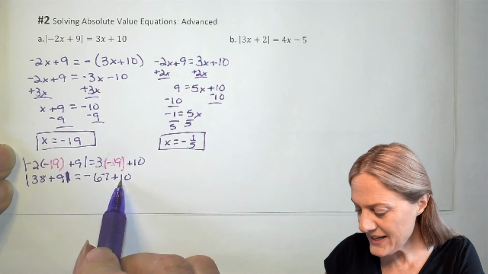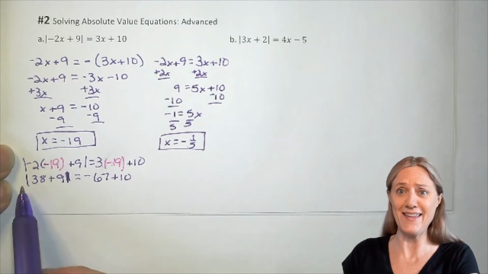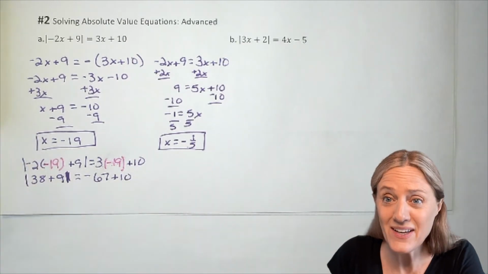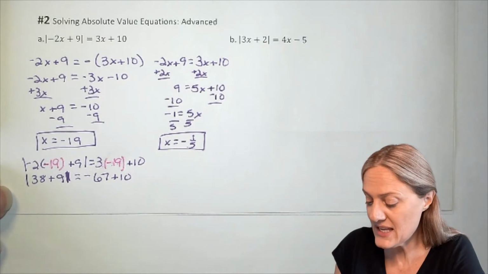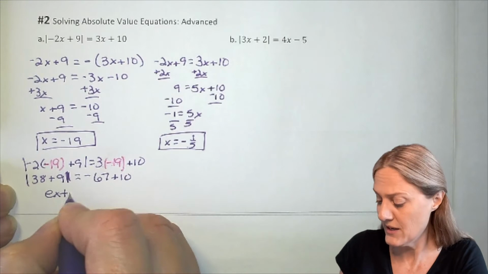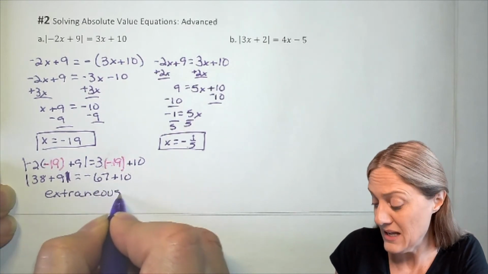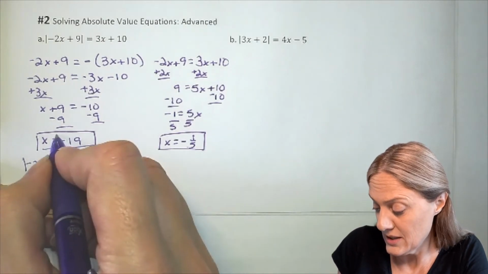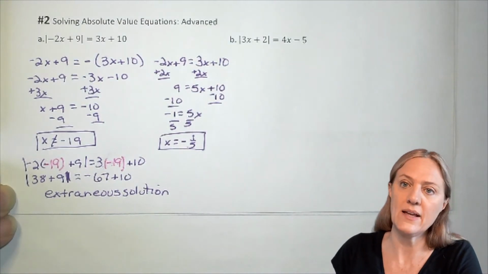What? Wait a second, negative 67 plus 10, maybe I didn't even have to multiply that out. Because can this absolute value equal a negative? No, so I would have just been able to stop. As soon as you see absolute value equals a negative value, we're done, cut it. So this is extraneous. Let's practice writing this, people. Extraneous solution. And then I also like to go up and go, cannot equal negative 19.